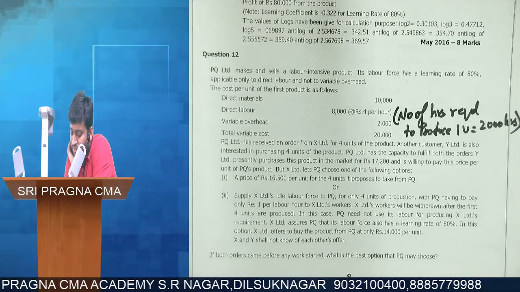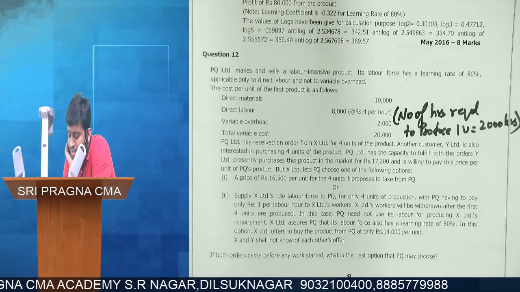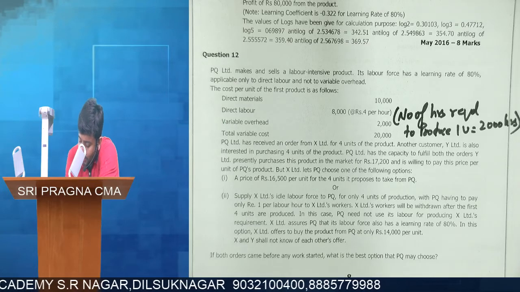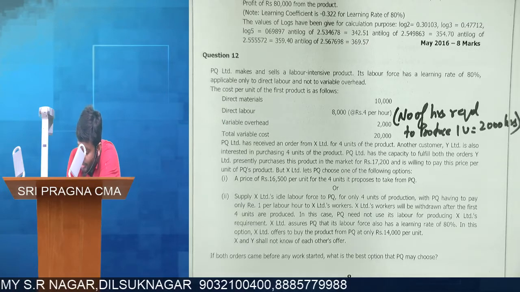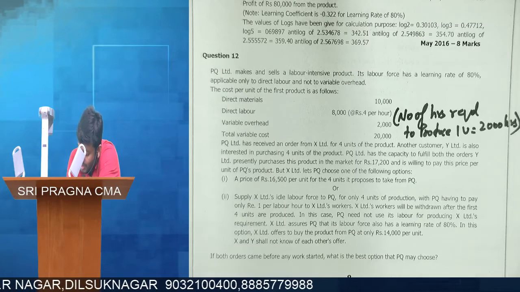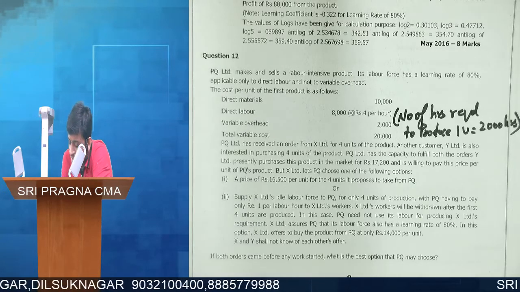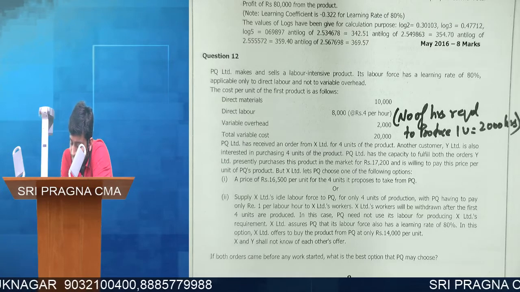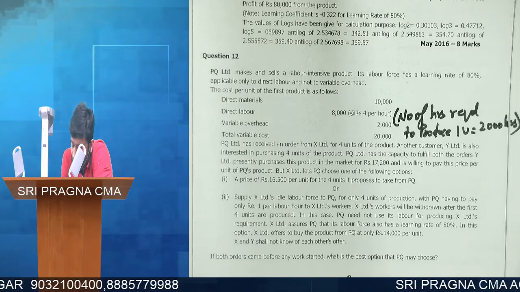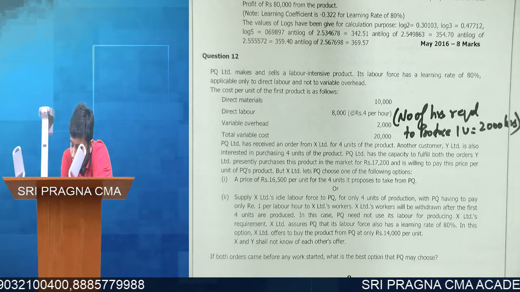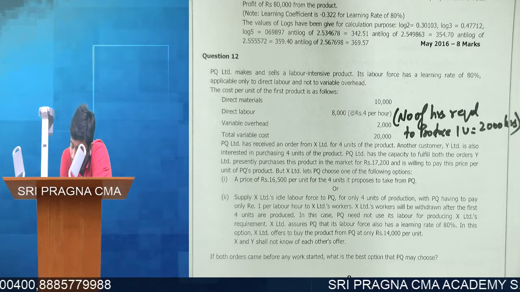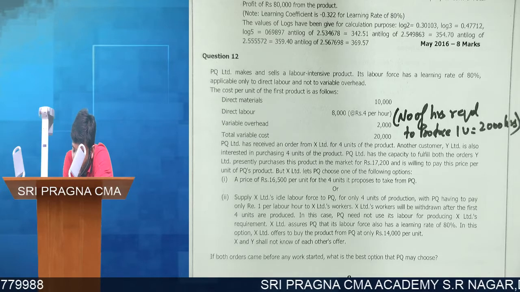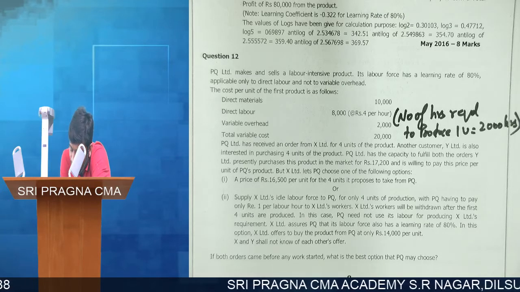PQ Limited has received an order from X Limited for 4 units of the product. Another customer, Y Limited, is also interested in purchasing 4 units of the product. PQ Limited has the capacity to fulfill both the orders. Y Limited presently purchases the product in the market for 17,200 and is willing to pay this price per unit of PQ's product. But X Limited lets PQ choose one of the following options. A price of 16,500 per unit for the 4 units if PQ supplies, or X Limited supplies idle labor force to PQ for only 4 units of the production, with PQ having to pay only 1 rupee per labor hour to X Limited workers.